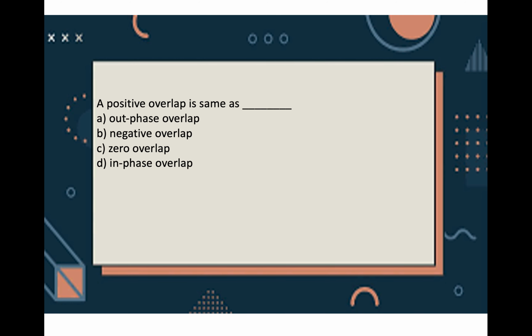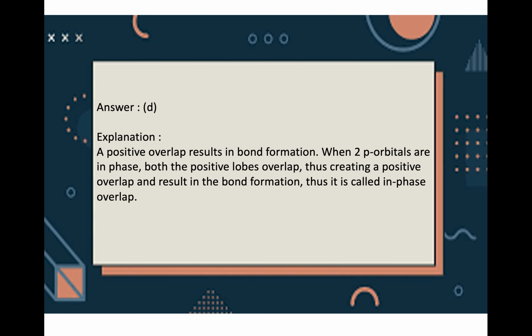Now a positive overlap is the same as out-of-phase overlap, negative overlap, zero overlap or in-phase overlap. Answer is option D, in-phase overlap. Positive overlap results in bond formation. When two p orbitals are in phase, both positive lobes overlap. It creates a positive overlap and results in bond formation.